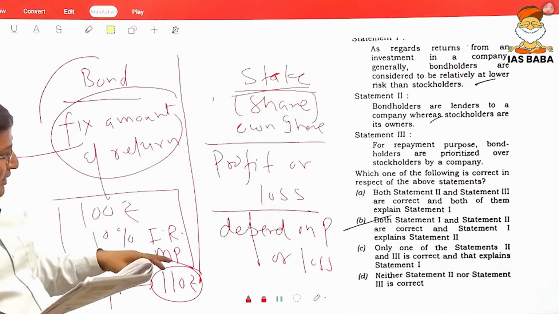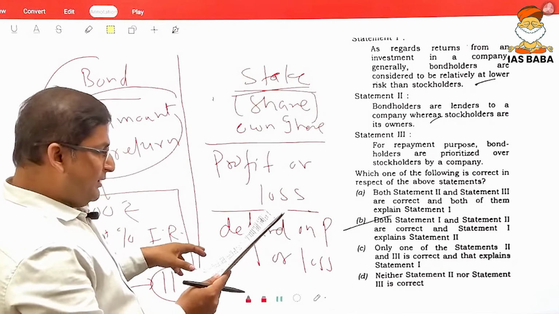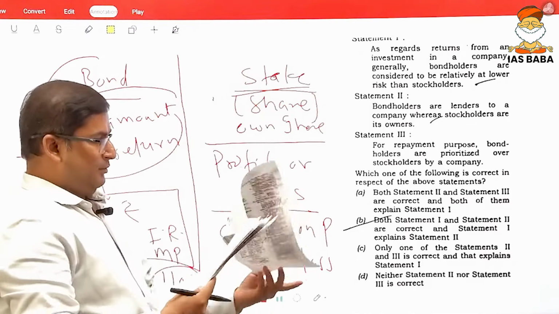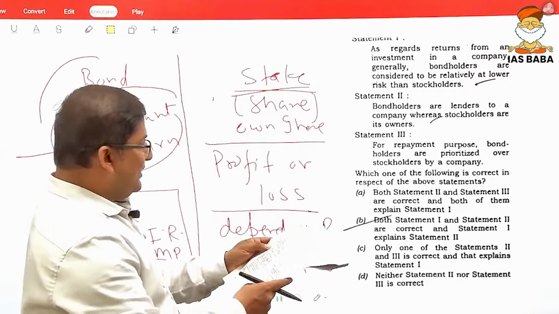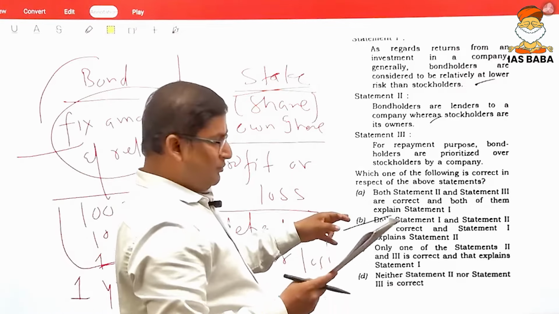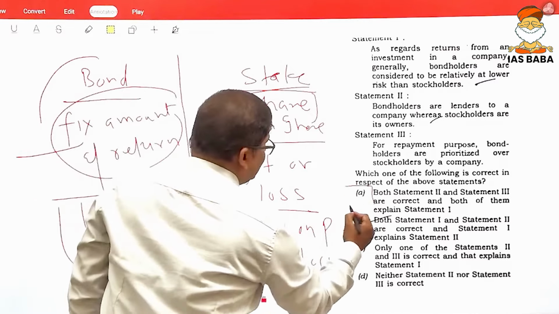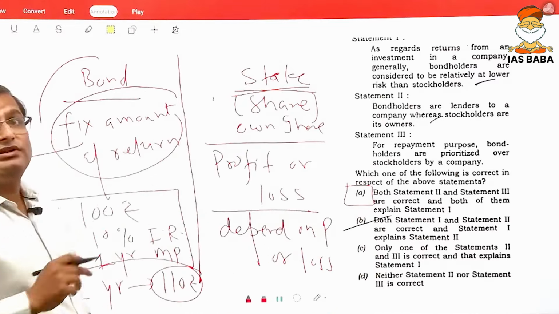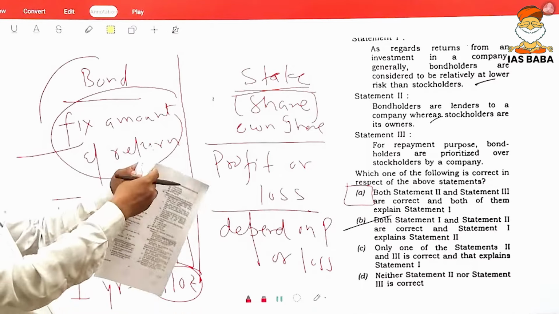So according to me, the answer of this question would be, let me see the question. Statements 2 and 3 are correct, and both of them are explaining statement 1. See, this would be the answer. Both statements 2 and 3 are correct, and they are explaining statement 1. Now come to the next question.